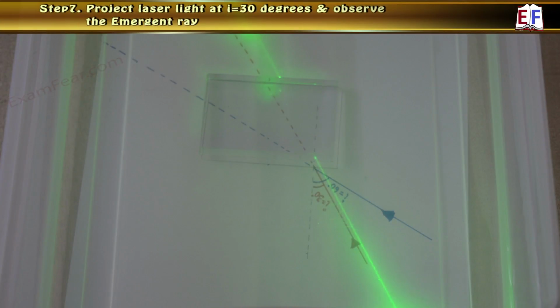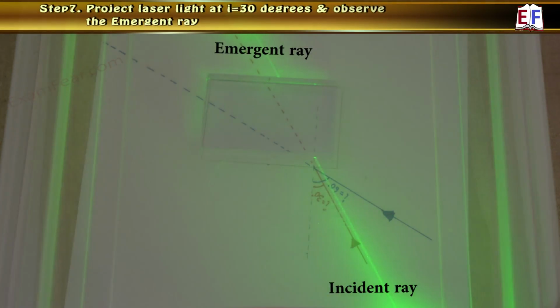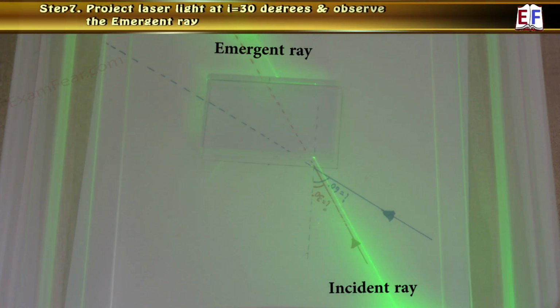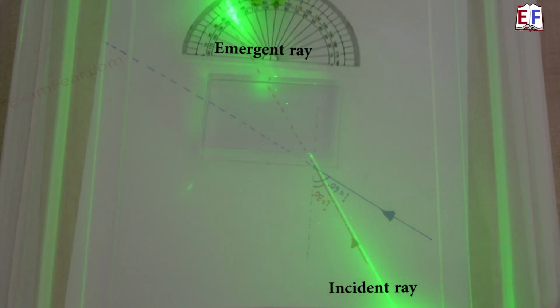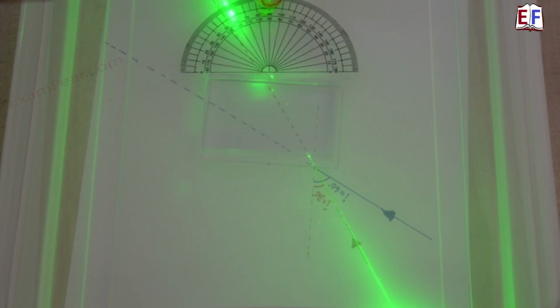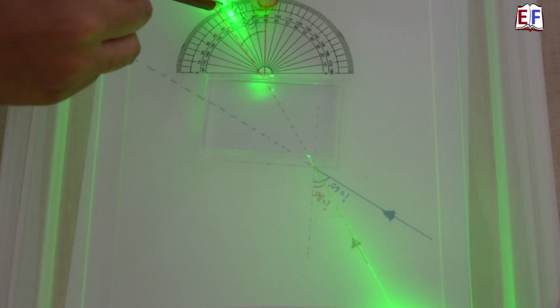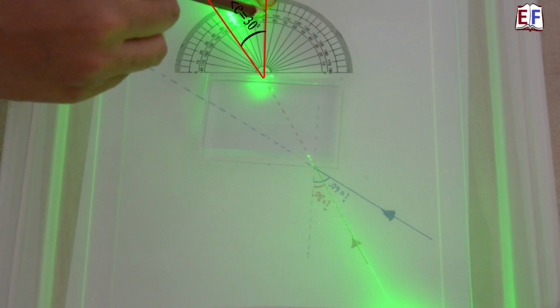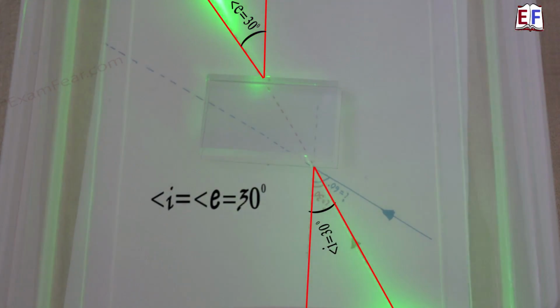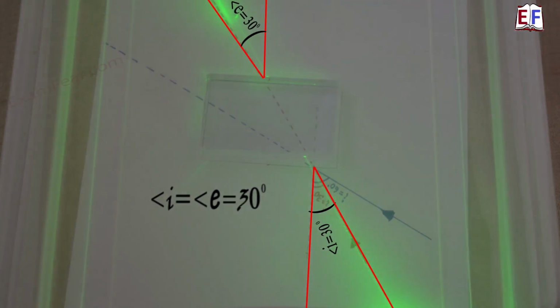Let us now project the laser light at an angle of incidence of 30 degrees. So here we see that this is the emergent ray, and the emergent ray is parallel to the incident ray. And also, if we want to calculate the angle, let's calculate the angle of emergence. And what do we see here? Here you see this is at 60 degrees, so that means this angle is 30 degrees. So the angle of emergence in this case again is equal to the angle of incidence.